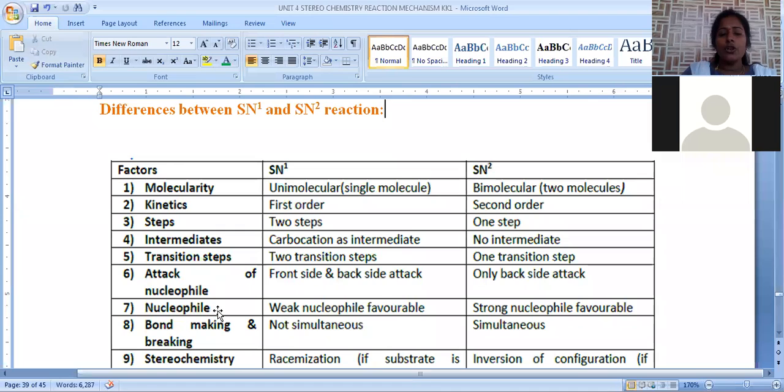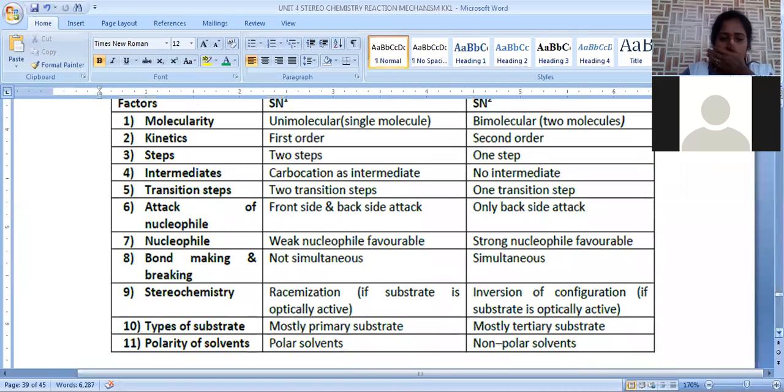Nucleophile. Here, electron releasing nature, weak nucleophile is also sufficient for SN1, but for SN2 strong nucleophile is required because it should cleave already existing bond, then only new bond formation is possible. Bond making and bond breaking is not possible simultaneously in case of SN1, which are simultaneous in case of SN2 reaction.